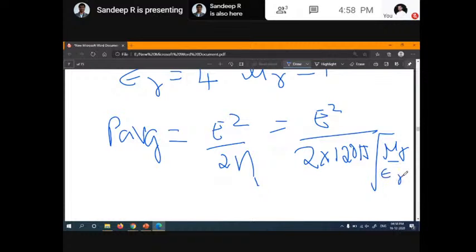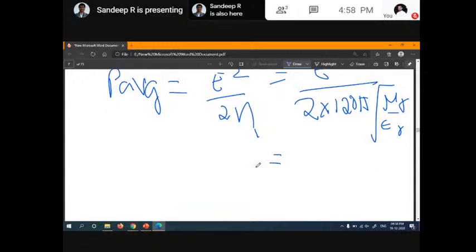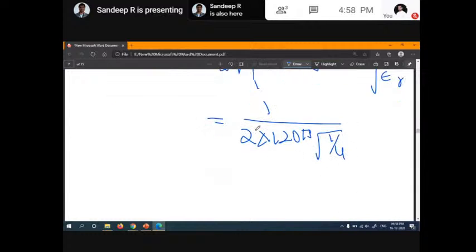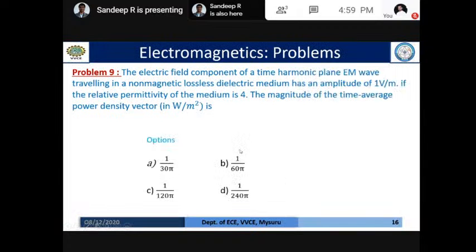This is just a substitution, for epsilon r it is 4. So 1 divided by 2 into 120 pi into root of 1 by 4, and root of 1 by 4 is 1 by 2. So the 2 gets cancelled. So the final answer is 1 divided by 120 pi. This is the answer for the last one: 1 divided by 120 pi.